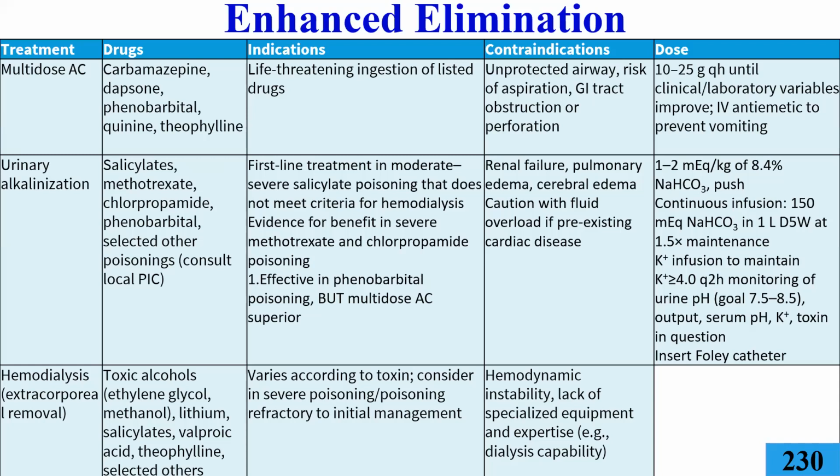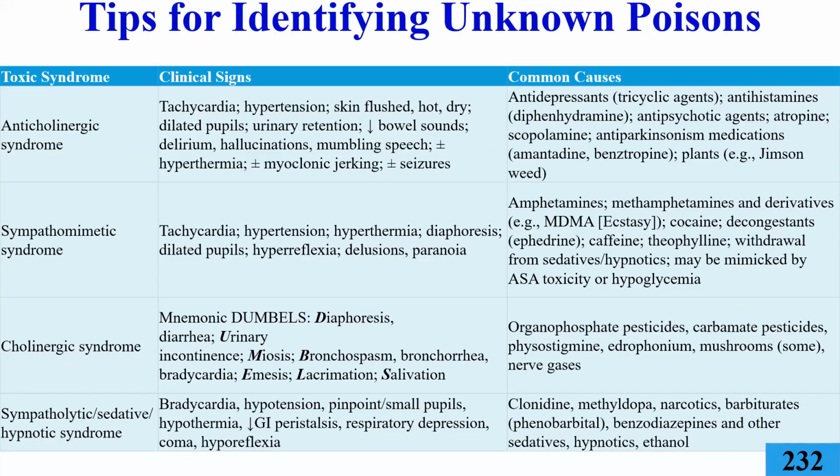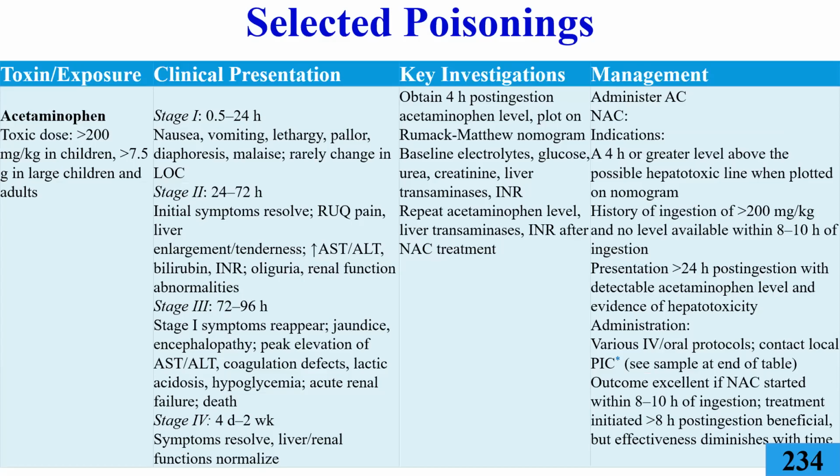Treatment: antidote, activated charcoal, alkalinization, hemodialysis. A list of antidotes we should have depends on the situation. You need a list of symptoms with you. So you remember anticholinergic syndrome, sympathomimetic syndrome, cholinergic syndrome, and so on. I don't think you need to memorize it. Anion gap, we will take it in blood gas, so I will not talk about it right now, but we will talk about it when we learn how to read the blood gas.